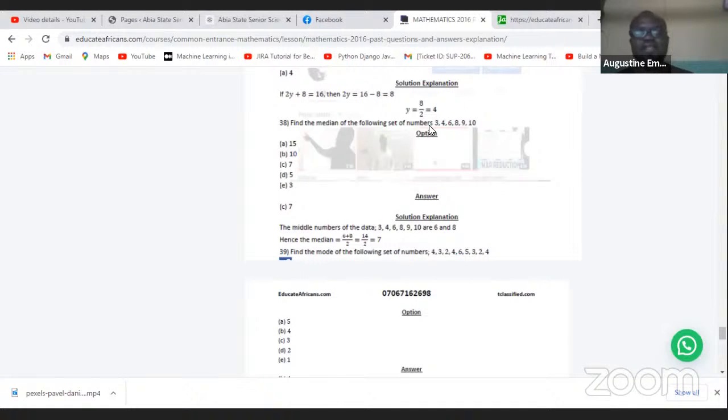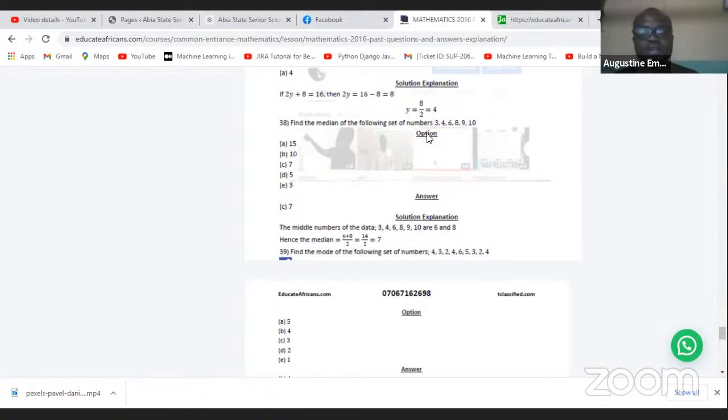Find the mean of the following set of numbers. Whenever you're told to find the mean of a set of numbers, what you do is add up all the numbers and divide by the number of them. This is 1, 2, 3, 4, 5, 6. So there are 6 numbers. So sum them and divide by 6.